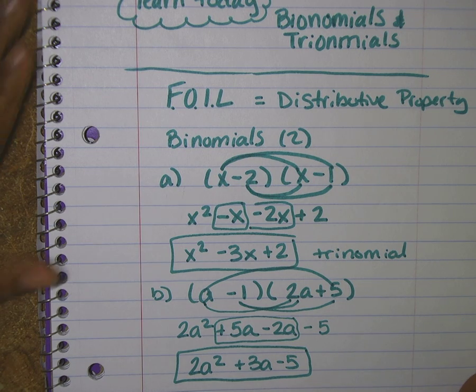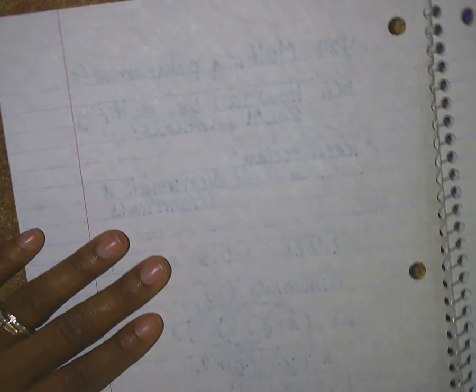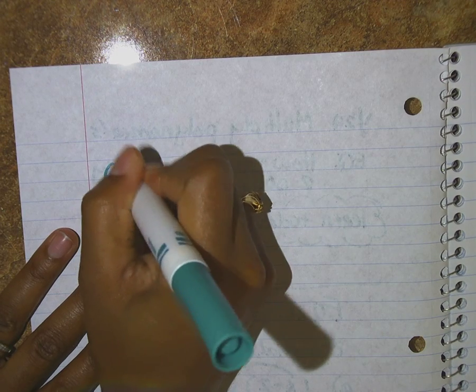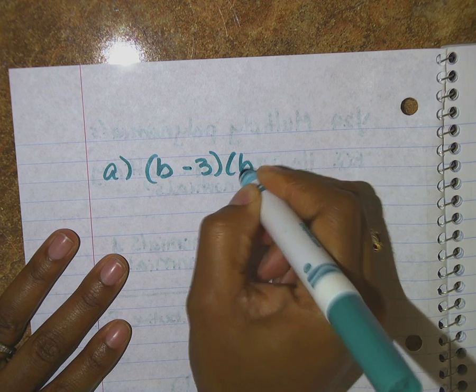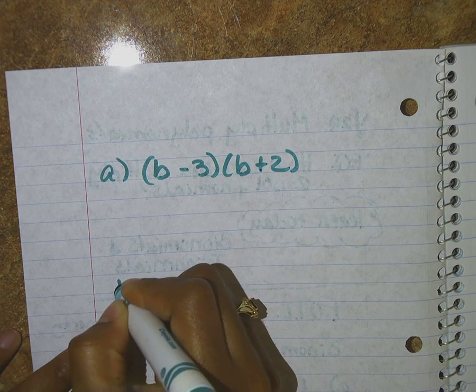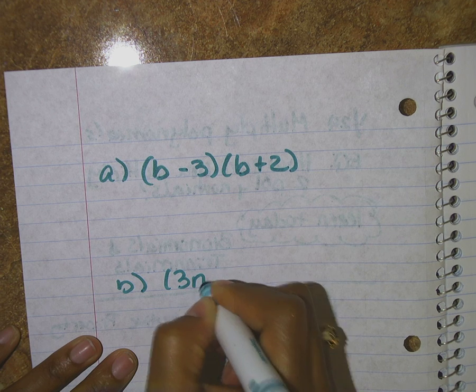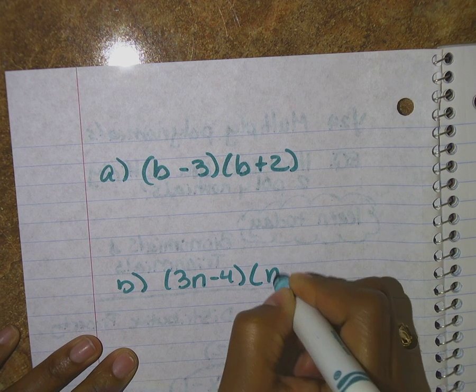Okay, you're going to do two of them on your own. Here we go. You got this. Here's your first one: b minus 3 times b plus 2. And your other one is 3n minus 4 times n plus 1.